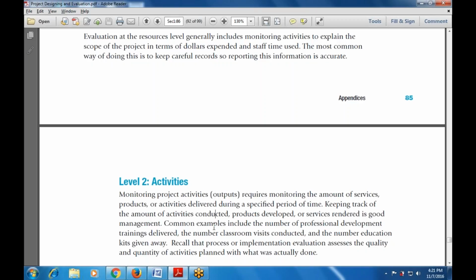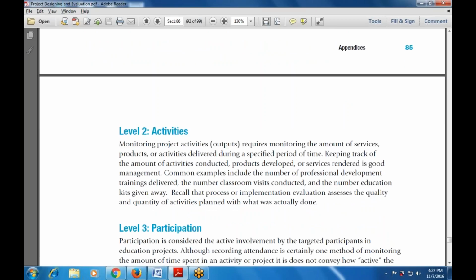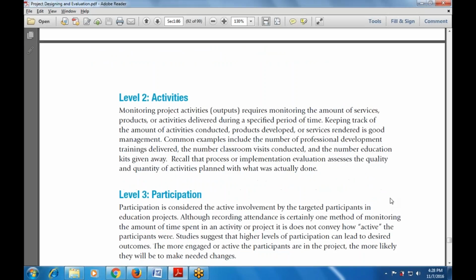Then there are the process or implementation activities. Evaluation assesses the quality and the quantity of the activity delivered, comparing the planned activity with what was actually done. That is the quality and planning of the activity for level number 2, that is activities. Okay. So we have finished level number 2.